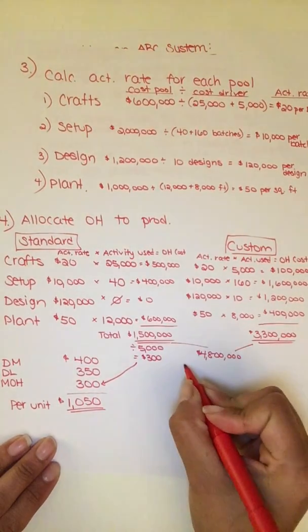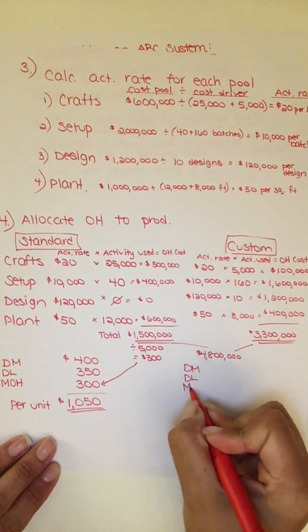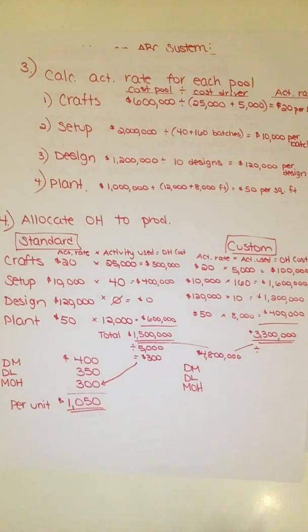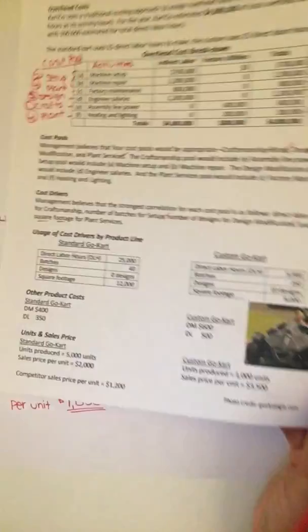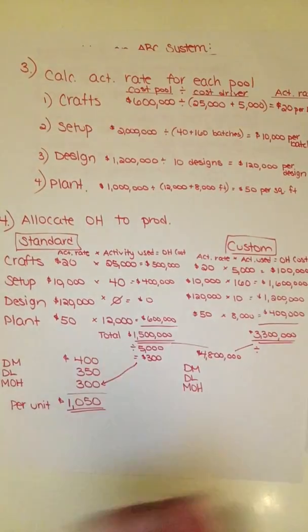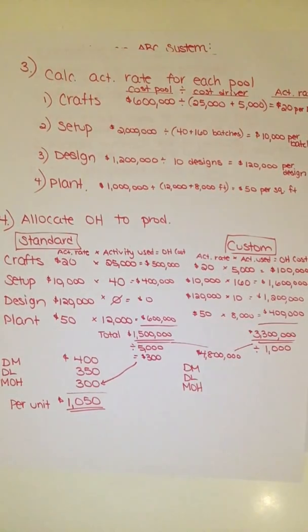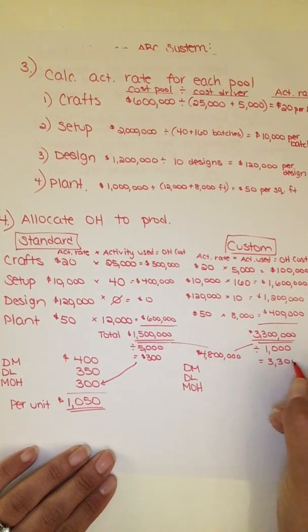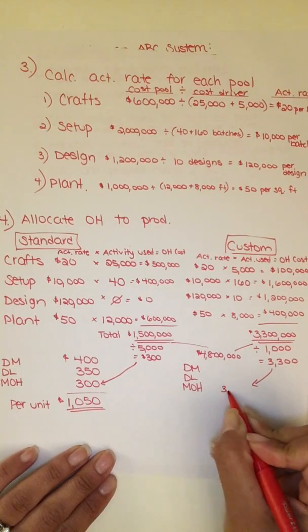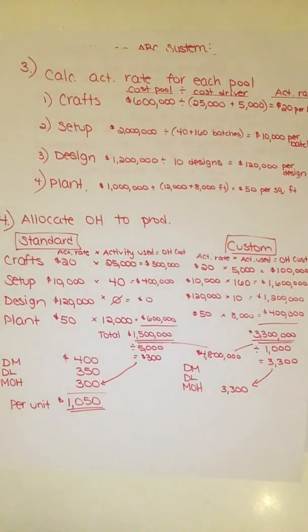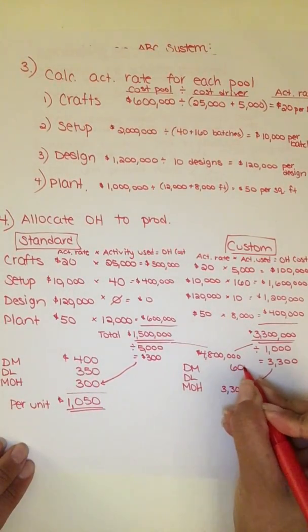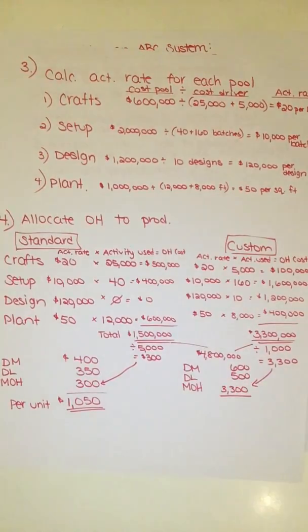Now repeat for custom. DM, DL, MO. MO comes from our calculation. We got 3.3 million for the custom. Divide it by how many units of the custom go-kart we make. According to the data sheet, we make 1,000 custom go-karts. So that means each one has overhead of 3,300. So bring that down here, 3,300. DM and DL are given, 6 and 5. Add it up to get your total product cost per unit.